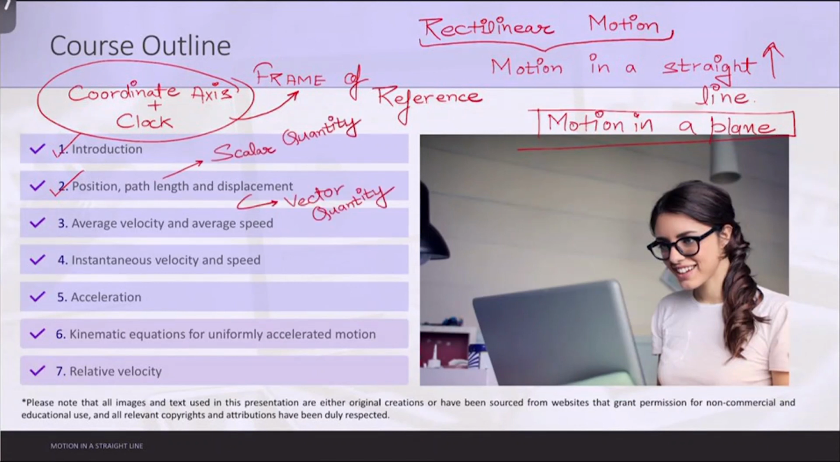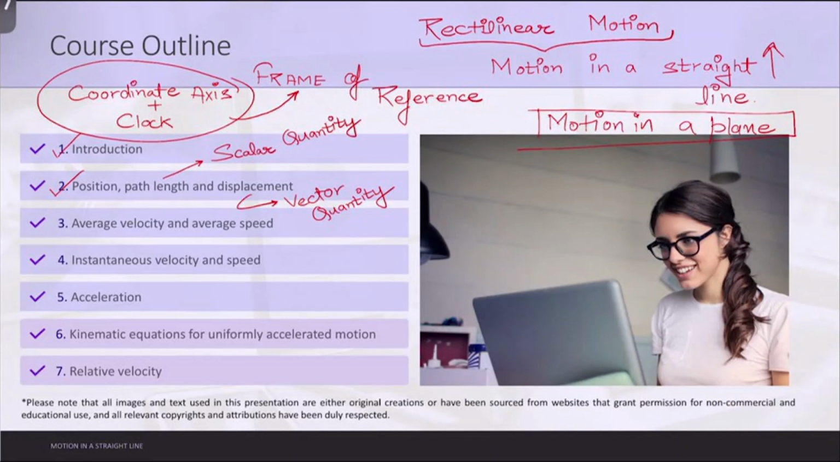Path length is always greater than your displacement value. Path length can be equal to displacement also, but displacement cannot be greater than path length.